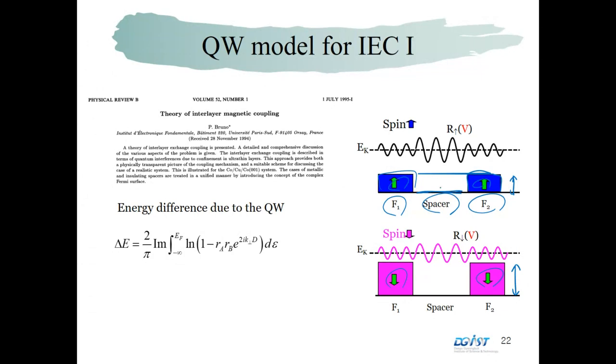So let's think about the electron inside of this spacer layer. Because of these different barrier heights, the waveform of the electron in the spacer layer can be modified. This confinement of the electron is called the quantum well. And the quantum energy of this confined electron can change depending on the barrier heights. So we can calculate the energy difference of the quantum energy because of this tri-layer structure.